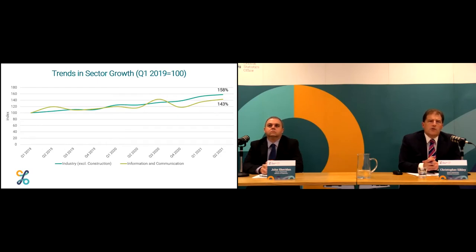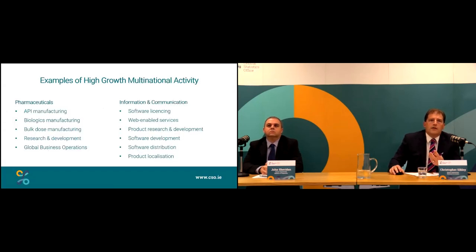So we've looked at these for a number of quarters, and I mentioned at the last briefing that we might talk a little bit more about it. So we talked to our colleagues in data collection in our large cases unit and asked what kind of discussions we are having with these large companies, and what they are telling us about the drivers of growth. We picked two examples, pharma and tech, information and communication, and asked what the drivers of growth are behind this sustained growth over several years. In pharma, we got active pharmaceutical ingredients (API) manufacturing, biologics, and bulk dose manufacturing. They were really the top three explanations across a lot of companies. We also got R&D and coordination of global business operations for the pharma sector.